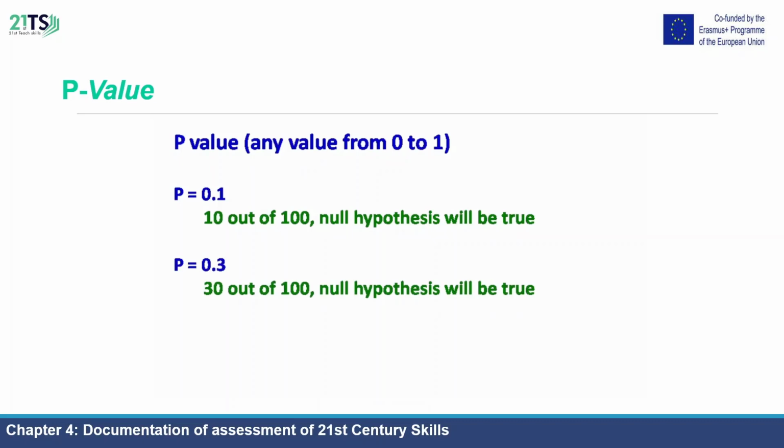Let's say p-value is 0.3. This means if I repeat the experiment 100 times, 30 out of 100 times the null hypothesis is gonna be true. Let's say p-value is 0.05. This means if I repeat the experiment 100 times, only 5 times the null hypothesis is gonna be true.